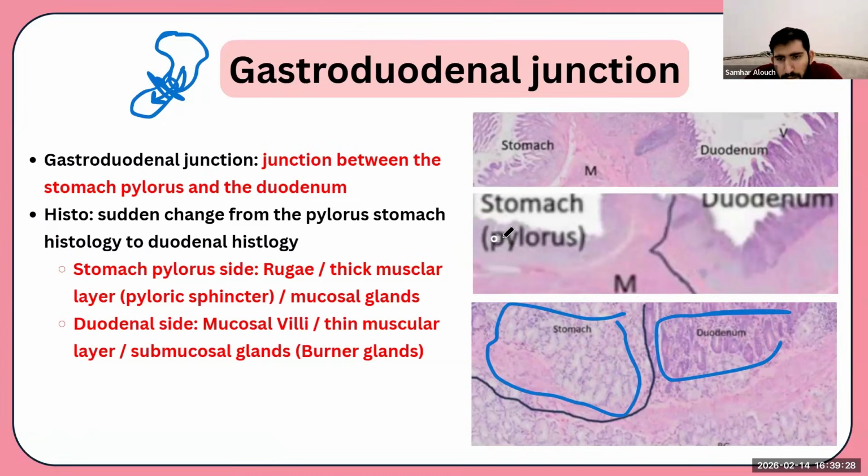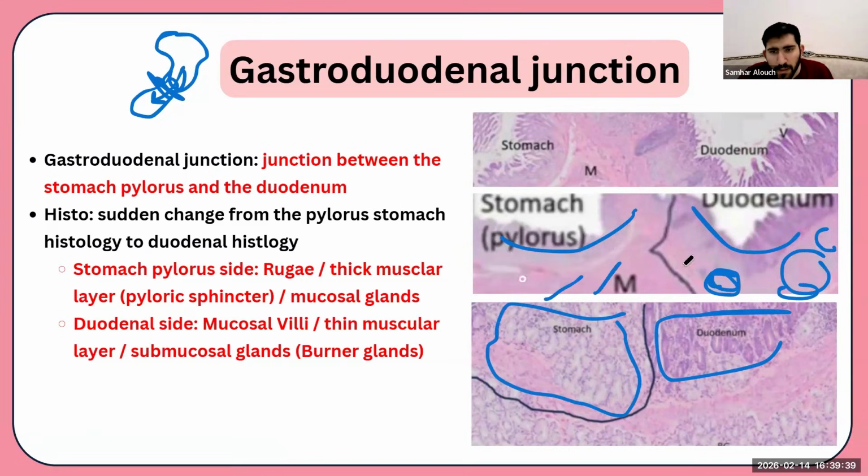However, here, I know the picture is not the best, but here we have also simple columnar, but here we have a bigger structure in the submucosa, as you can see. And here submucosa is empty. Here we have big structures. That's the Brunner's gland, okay? Also here we have the rugae. In the duodenum, there is no rugae, there are villi.